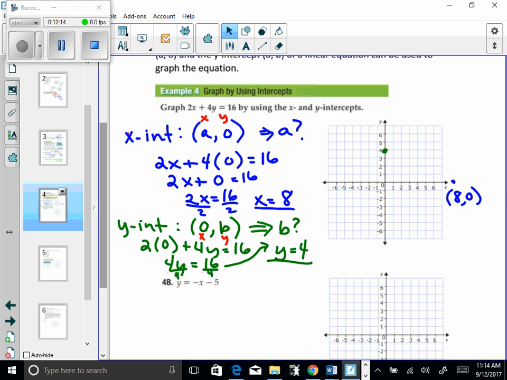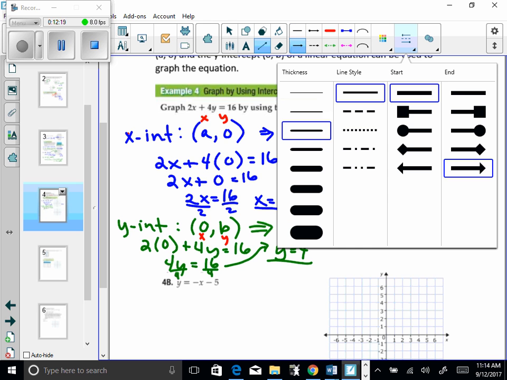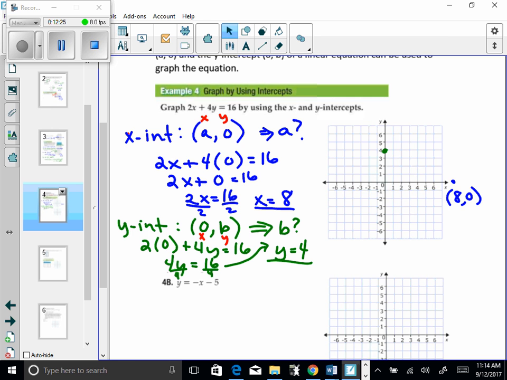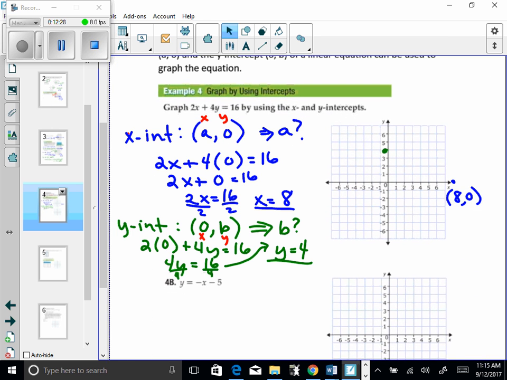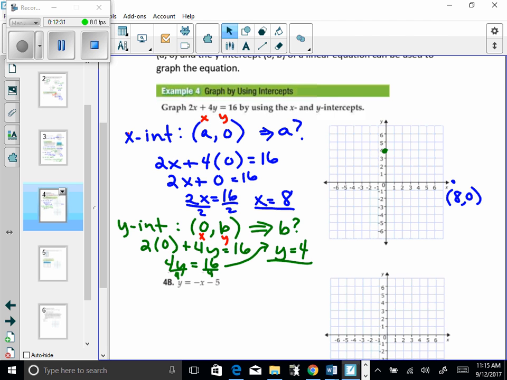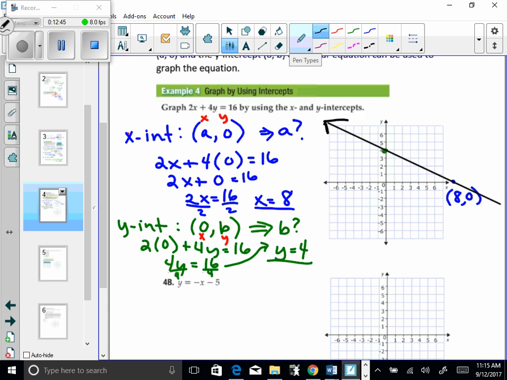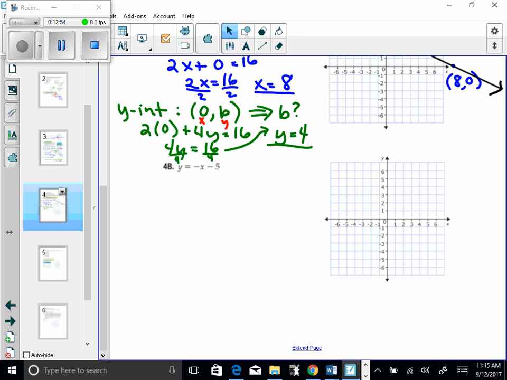So there are my 2 points. Now all I have to do is get a straight line. Oh, did not see that coming, kids. Let's try that again. So I'm going to draw a line through my 2 points, the best that I can. And that's going to be the graph of my equation, just by substituting 0 in for x and y to get my intercepts.